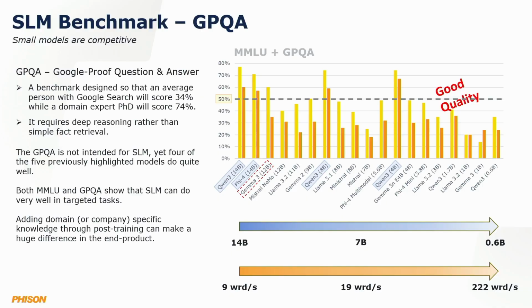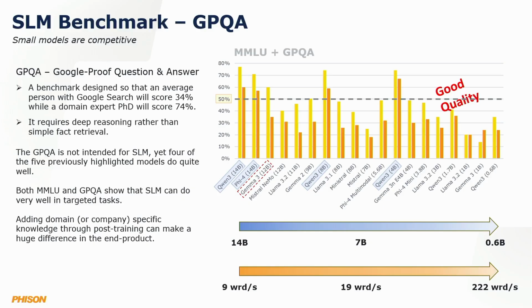And what that basically means is that if you were an average person, you were given Google and the questions, and you had about 30 minutes per question, the average person would score about 34%, and a domain expert with PhD level knowledge will score about 74%. So in that scenario, and here we put the bar at 50. You could set the bar at 74 if you want.